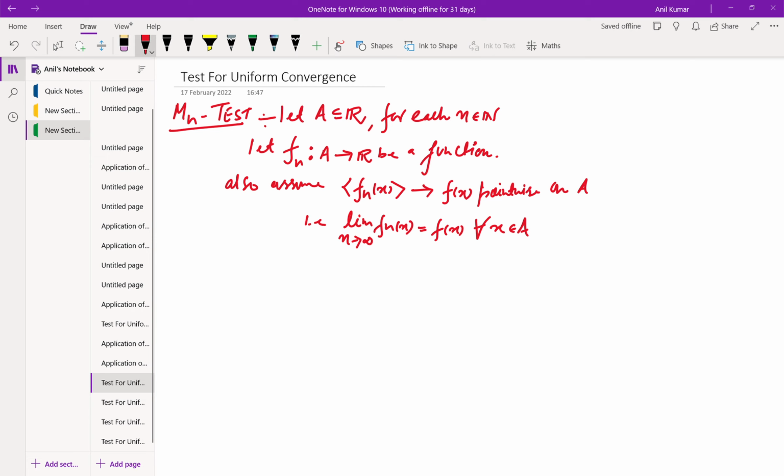Now define M subscript n to be the supremum of modulus f_n(x) minus f(x) mod, such that x is coming from the set A, right?